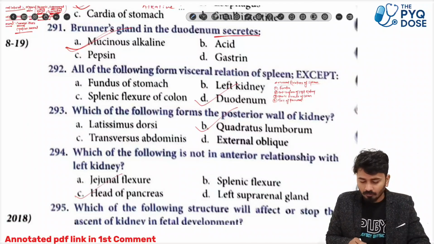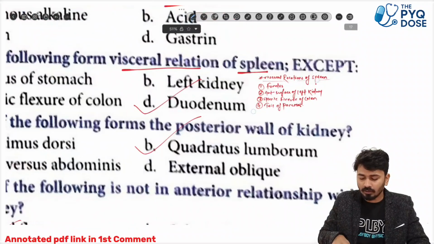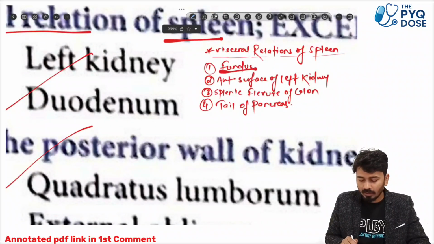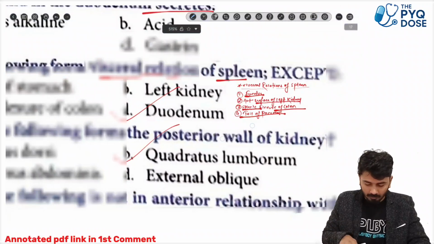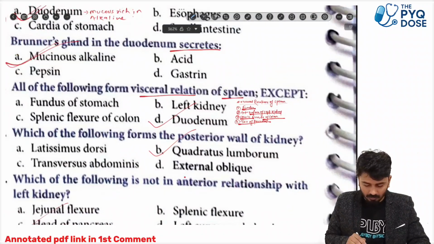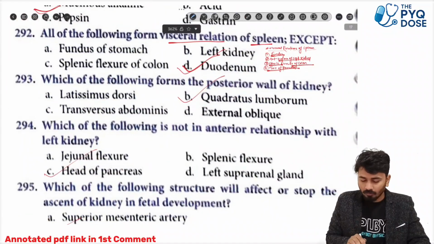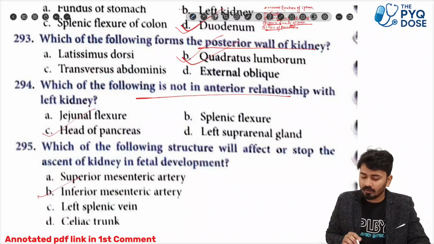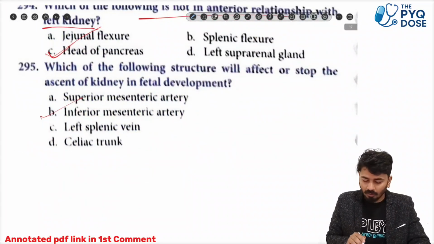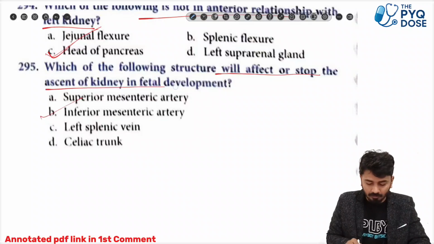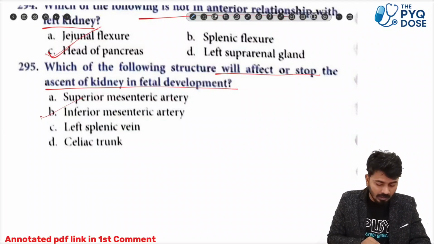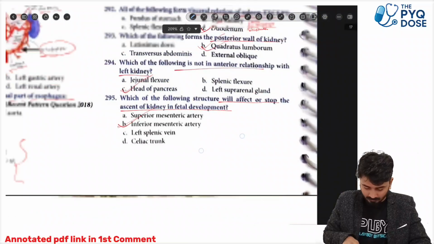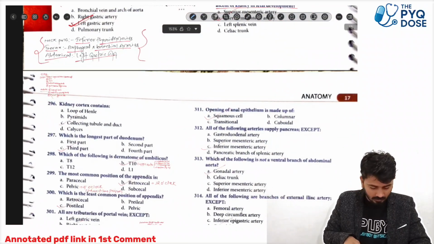ठीक है. All of the following from visceral relation of spleen, देखो विसरल रिलेशन ऑफ स्प्लीन में क्या क्या है, fundus, anterior surface of left kidney, splenic flexure of colon, and tail of pancreas. सो जनरली यहाँ पे देखो क्या पूछ रहा है, generally except पूछ रहा है. So our option will be duodenum. Which of the following forms the posterior wall of kidney, that is quadratus lumborum. Which of the following is not in anterior relationship with left kidney, that is head of pancreas. Which of the following structure will affect or stop the ascent of kidney in fetal development, fetal development में that is nothing but the inferior mesenteric artery, ठीक है, IMA, inferior mesenteric artery, ठीक है.